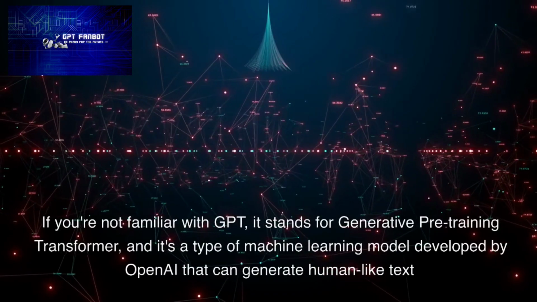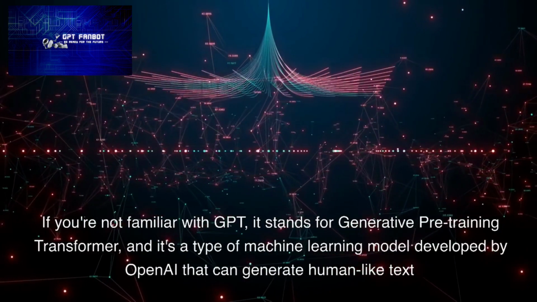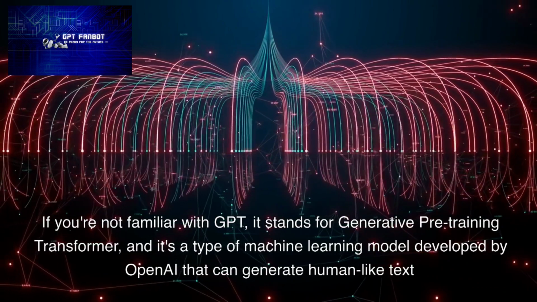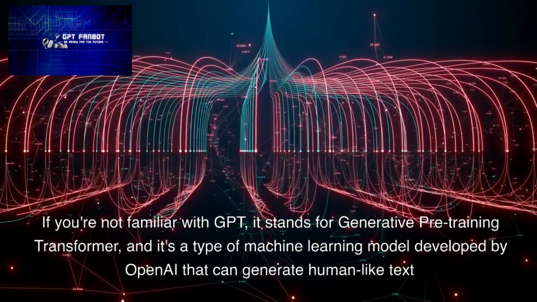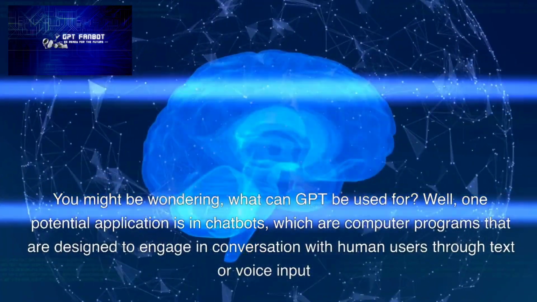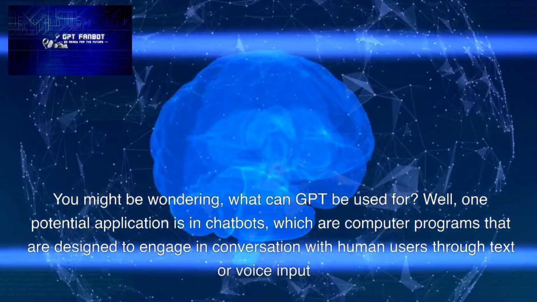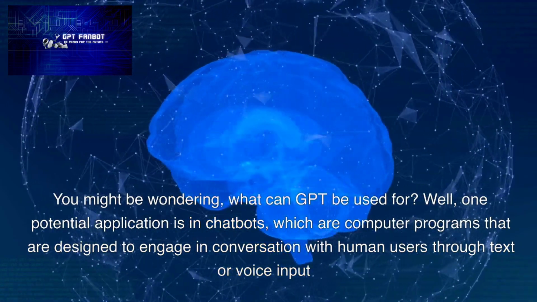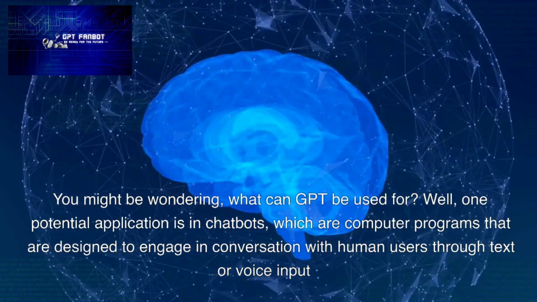If you're not familiar with GPT, it stands for Generative Pre-training Transformer, and it's a type of machine learning model developed by OpenAI that can generate human-like text. You might be wondering, what can GPT be used for? Well, one potential application is in chatbots, which are computer programs that are designed to engage in conversation with human users through text or voice input.